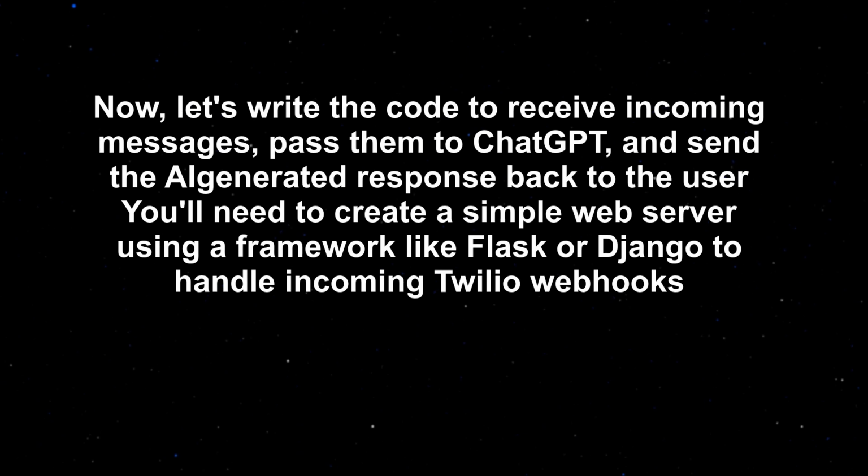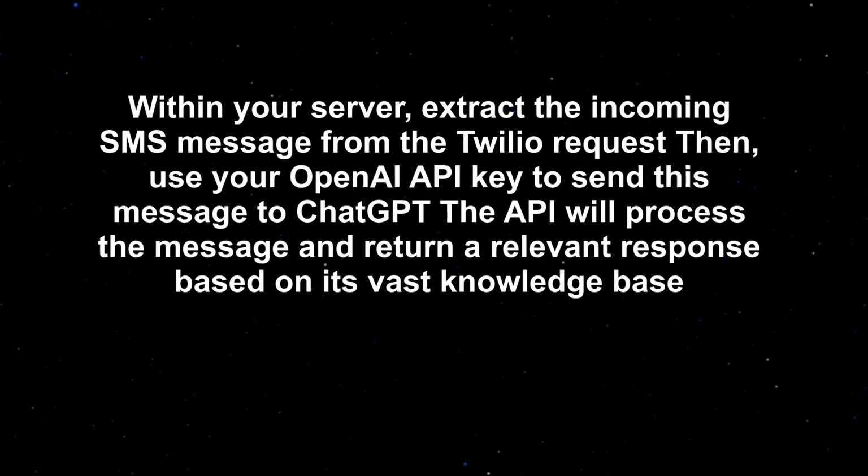Now, let's write the code to receive incoming messages, pass them to ChatGPT, and send the generated response back to the user. You'll need to create a simple web server using a framework like Flask or Django to handle incoming Twilio webhooks. Within your server, extract the incoming SMS message from the Twilio request, then use your OpenAI API key to send this message to ChatGPT. The API will process the message and return a relevant response based on its vast knowledge base.